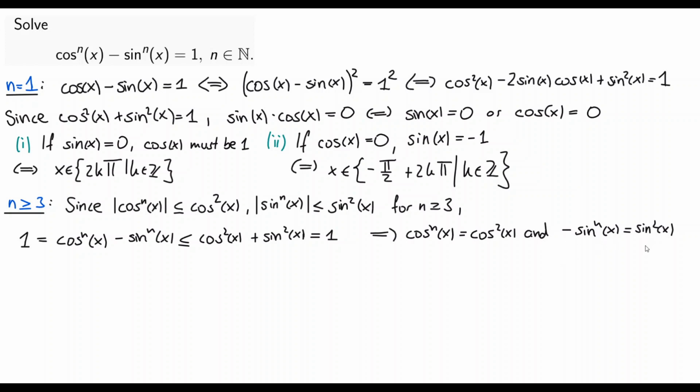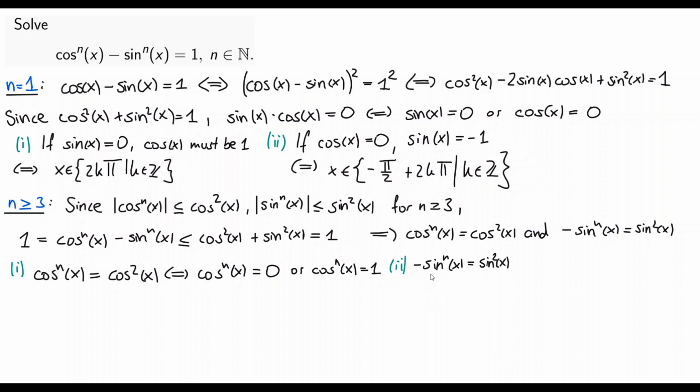Now, let's look at the first case. Cosine to the nth of x is equal to cosine squared of x. Well, that is if and only if cosine to the nth of x is equal to 0 or cosine to the nth is equal to 1. And similarly in the second case, negative sine to the nth is equal to sine squared. This is the case if and only if sine to the nth is equal to negative 1 or sine to the nth is equal to 0.